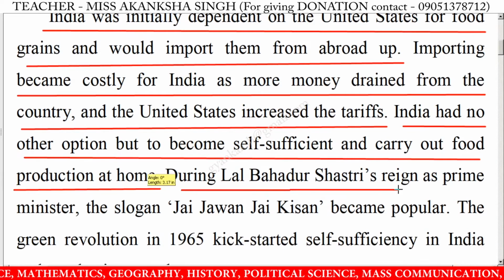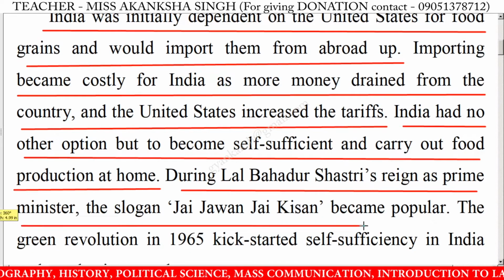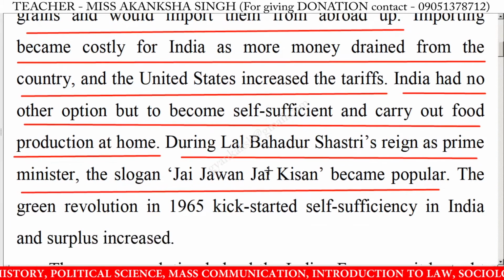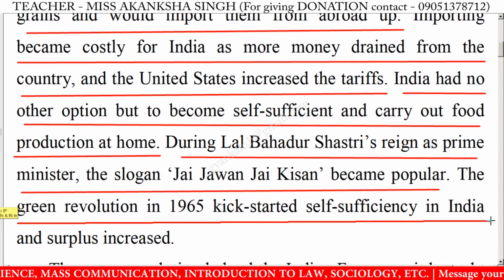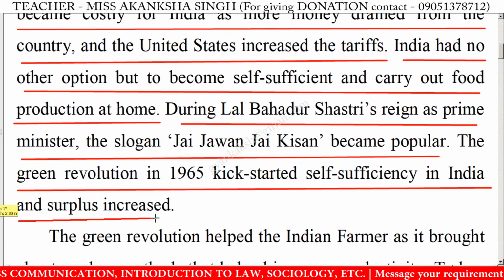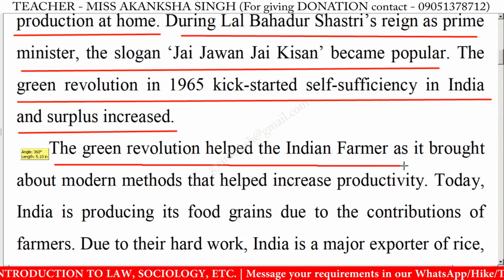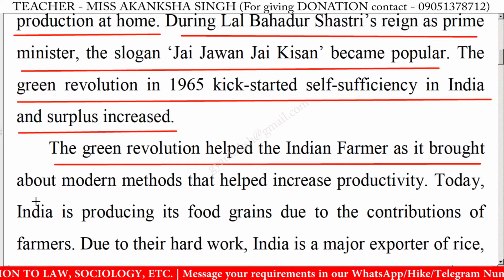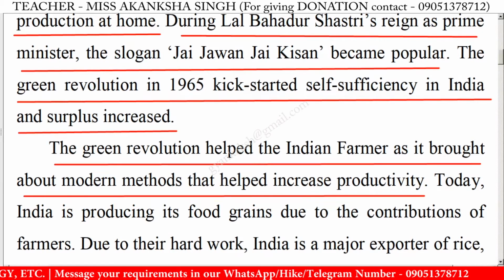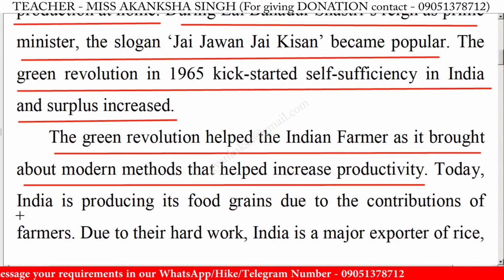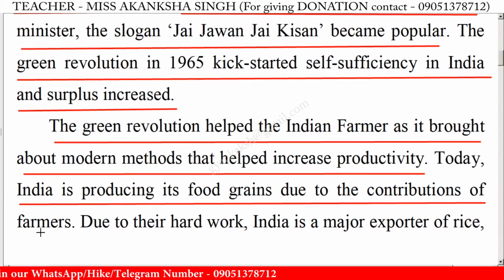During Lal Bahadur Shastri's reign as Prime Minister, the slogan Jai Jawan, Jai Kisan became popular. The Green Revolution in 1965 kick-started self-sufficiency in India and surplus increased. The Green Revolution helped the Indian farmer as it brought about modern methods that helped increase productivity. Today, India is producing its own food grains due to the contributions of farmers.